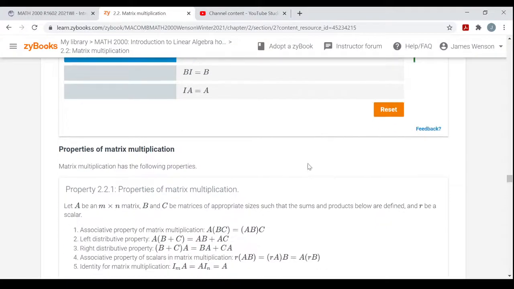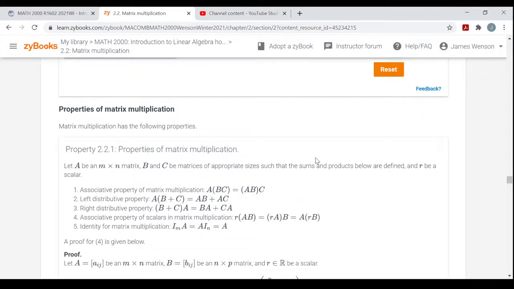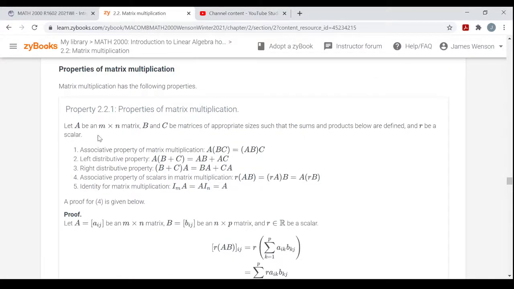And then we get into some properties of matrix multiplication. These things are true all the time, as long as the size requirements are met. If the size requirements are not met, then you can't multiply. So again, let A be some m by n matrix, and B and C be matrices of appropriate sizes such that sums and products below are defined, and r be a scalar. I'll just read these off. I'm not going to go through the proofs.